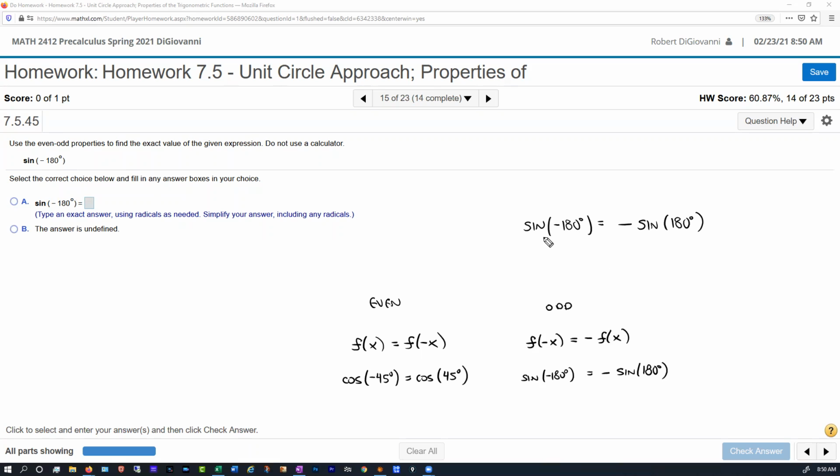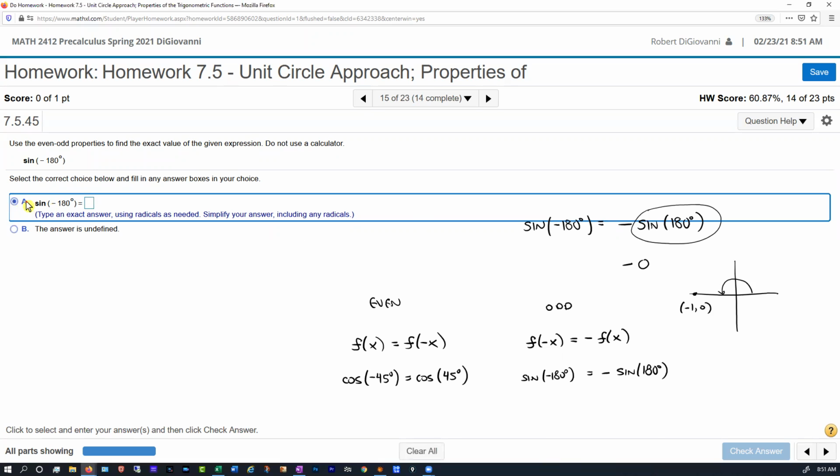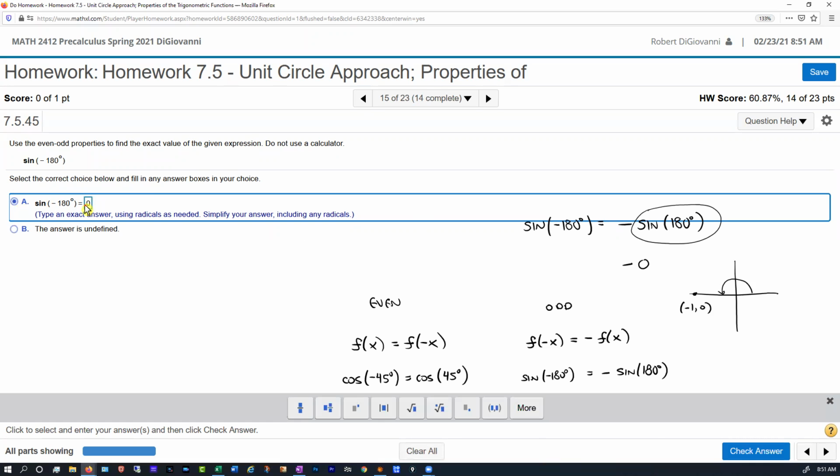All right, so since sine is odd, this is what we have. Now we need to figure out what sine of 180 is. Well, that's pretty easy because 180 is right here, and that's the point negative 1, 0. And sine is the y-coordinate, which is just 0. So this is just going to be negative 0, which is just 0. Okay, so 0.